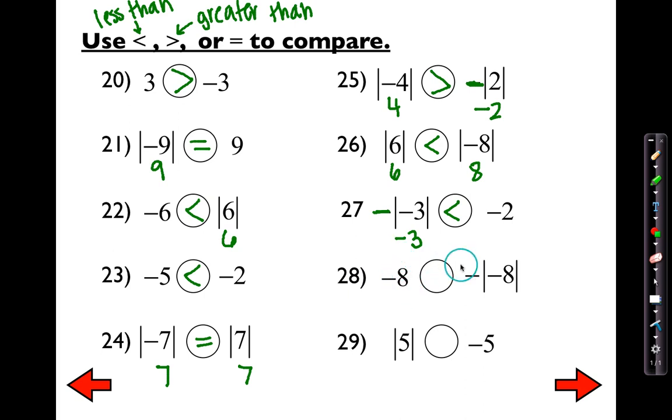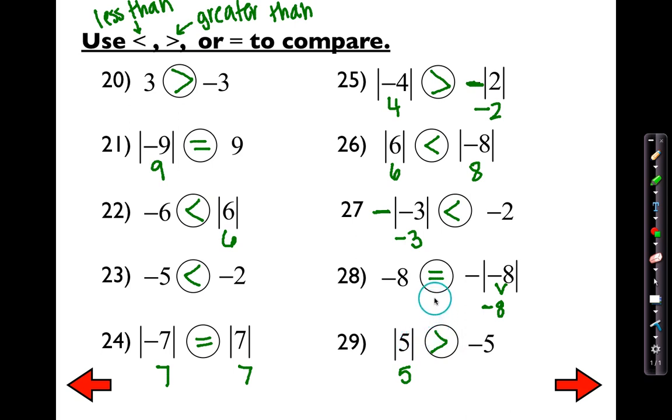Number 28, negative 8 compared to the opposite of the absolute value of negative 8. Well, the absolute value of negative 8 is just 8. Taking the opposite of that would be negative 8. I would call this equal. Here, the absolute value of 5 is 5. Compare that to a negative 5. I would say 5 is greater than a negative 5.